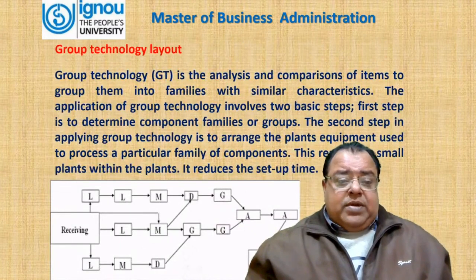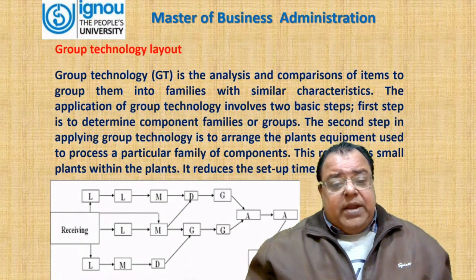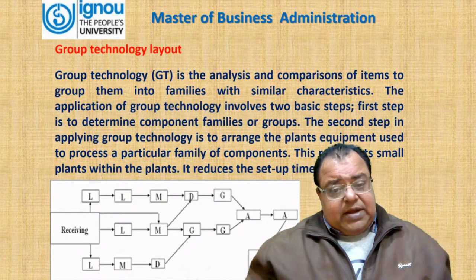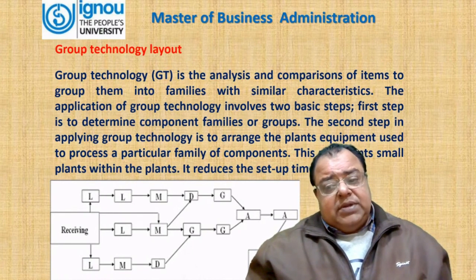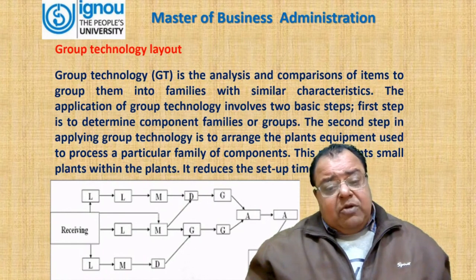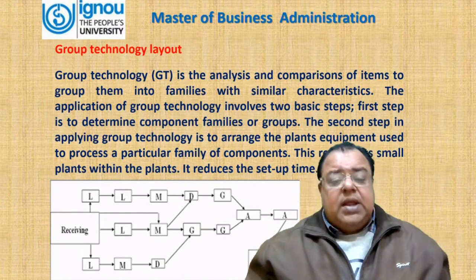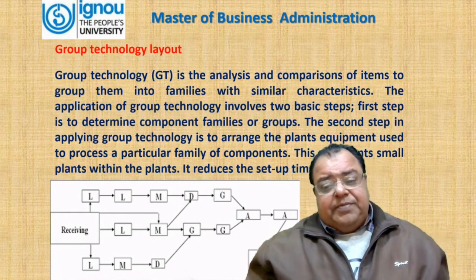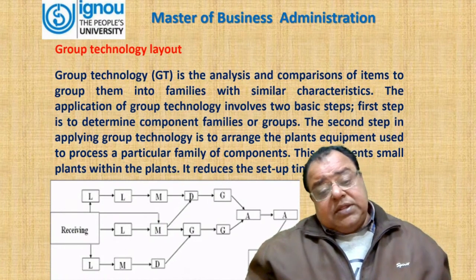Group technology layout. Group technology is the analysis and comparison of items to group them into families with similar characteristics. The application of group technology involves two basic steps. The first step is to determine component families or groups, and the second step is to arrange the plant equipment used to process a particular family of components. This represents small plants within the plant.